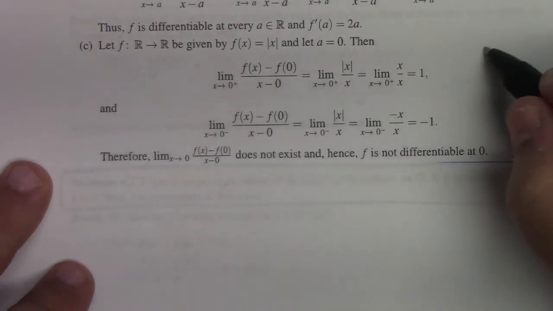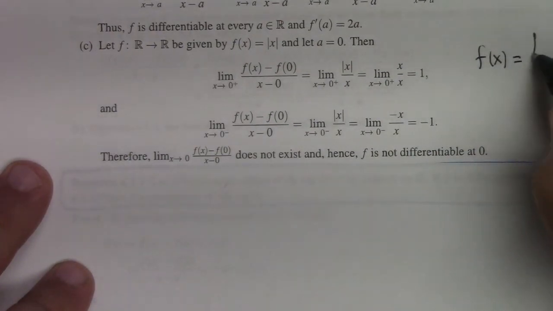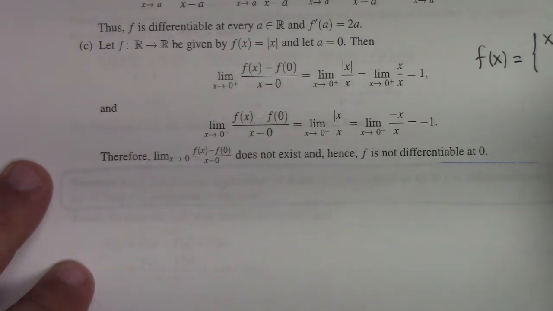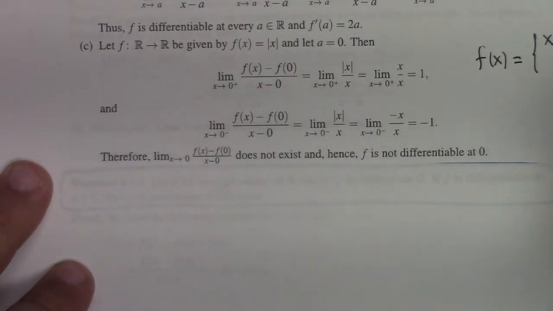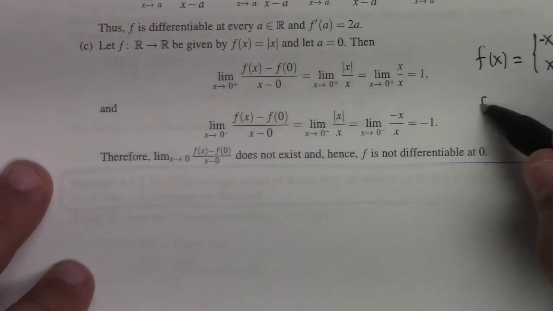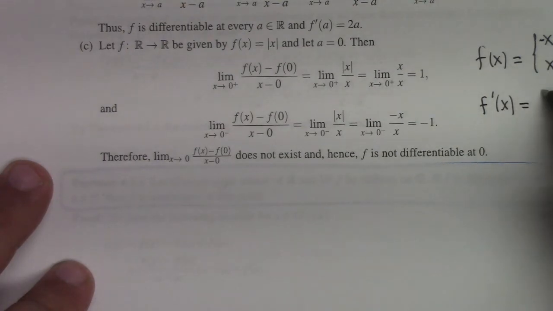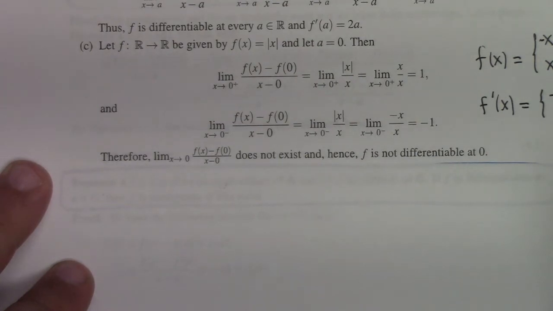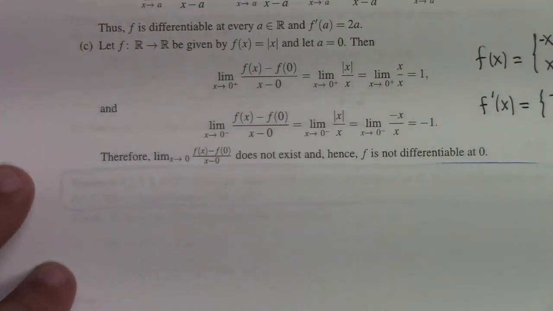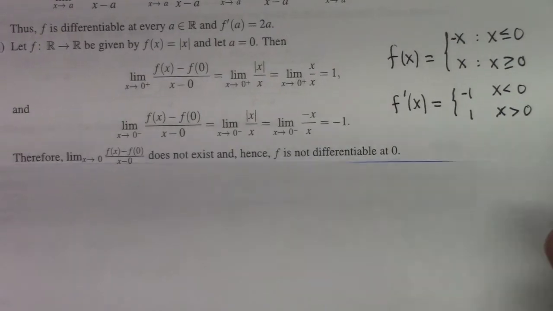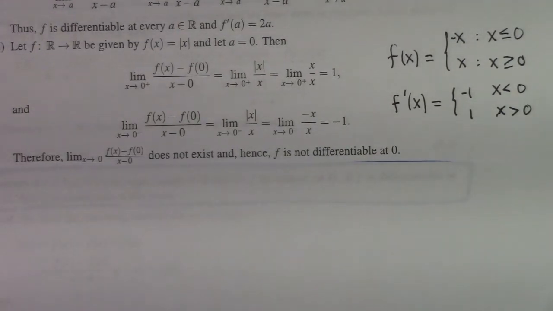Fine. But otherwise, if I looked at this, it's x for x greater than 0, and minus x for x less than or equal to 0. You could throw equals in there if you want. But the point is, f prime of x would actually be -1 for x less than 0 and 1 for x greater than 0. So yes, the derivative does not exist at 0, but it does exist everywhere else. So, you know, that's something.